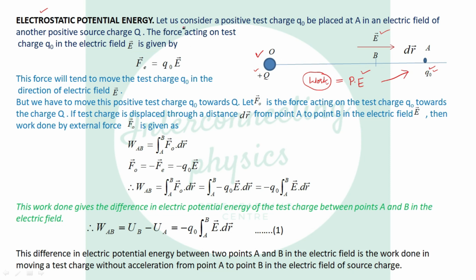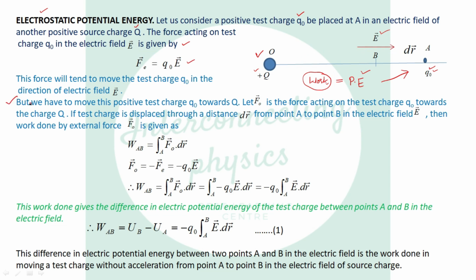So let's start. Let us consider a positive test charge Q naught is placed at A in the electric field of another positive source charge Q. The force acting on the test charge Q naught in the electric field E vector is given by F E vector equal to Q naught E vector. This force will tend to move the test charge in the direction of electric field E vector.